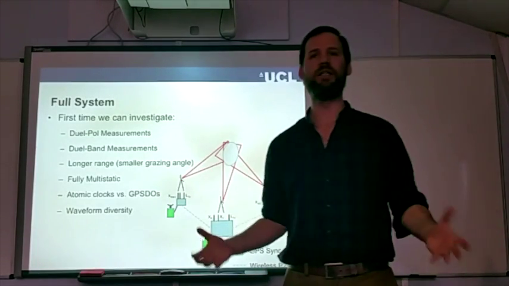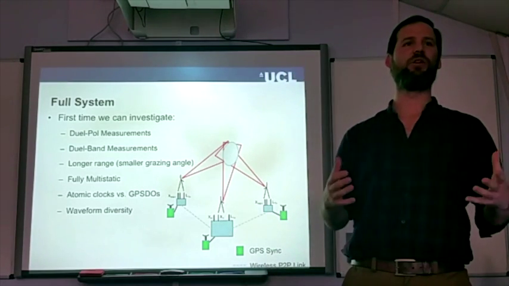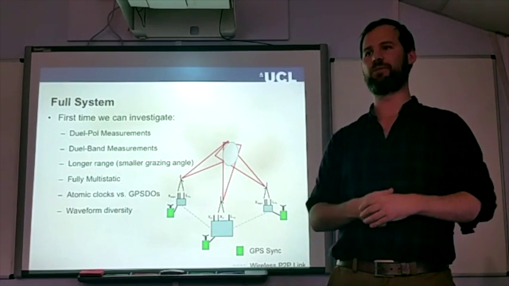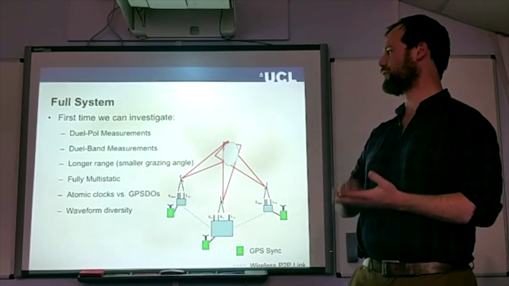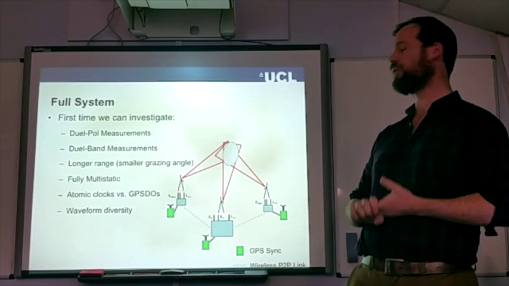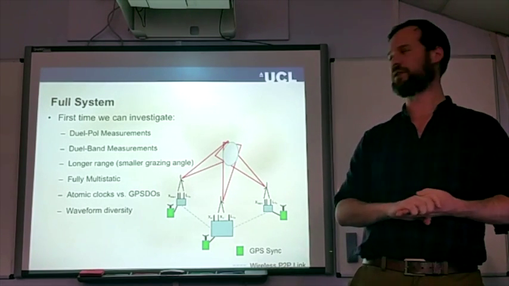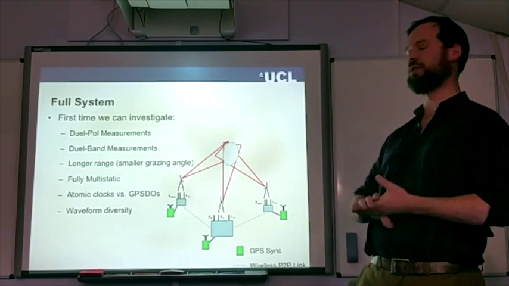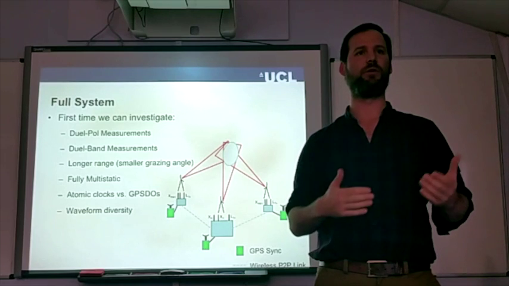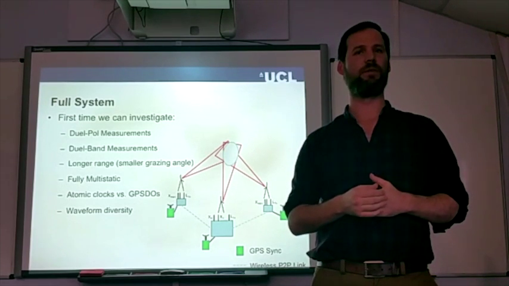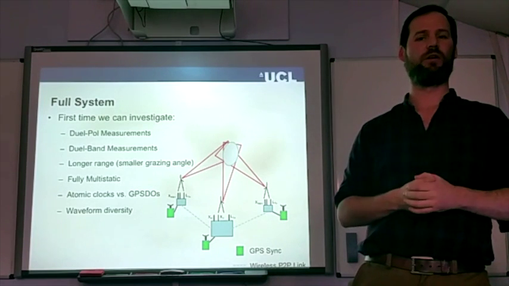As a reminder, all of these parts are sub-components of a greater radar, and it takes a lot of work and a lot of people to bring it all together and get everything operational. Our goals, with all these novelties, are dual pole, dual band, longer range, and fully multistatic rather than just bistatic, because we were limited by only 2 clocks for some of the measurements previously, so atomic clocks and GPS disciplined oscillators, and waveform diversity, which I didn't mention too much, but the capability of changing your waveforms within that system. There are a lot of variables and investigations to be done.